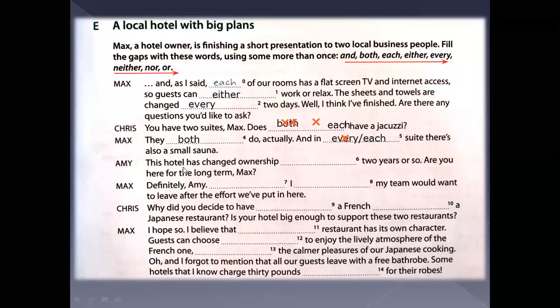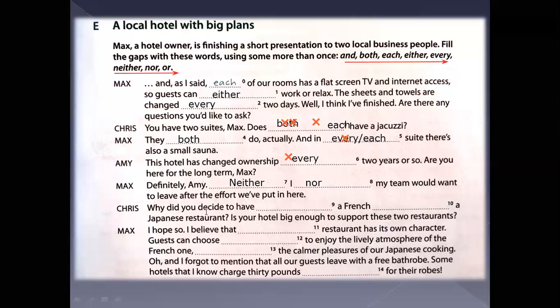This hotel has changed ownership every two years or so. Are you here for the long term, Max? Definitely, Amy. Neither I nor my team would want to leave.